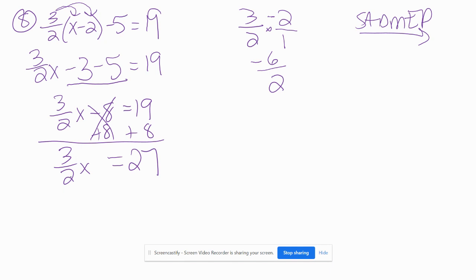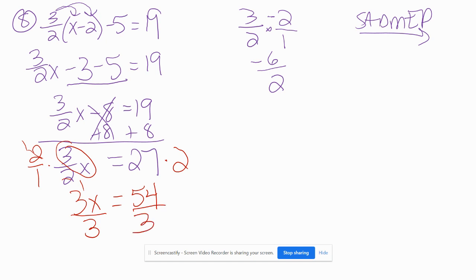So 3 halves. If we don't like 3 halves, we can say that's actually 3 divided by 2 and do this in 2 steps. So the opposite of dividing by 2 is to multiply by 2 on both sides. These simplify to 1 and leave us with 3x. And then 27 times 2 is 54. The opposite of multiplying by 3 is dividing by 3. 3 divided by 3 is 1x, and 54 divided by 3 is 18. So we get x is equal to 18.